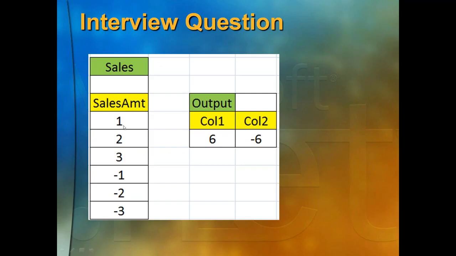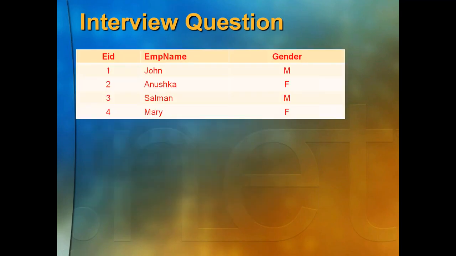And one more interview question I'll tell you. They ask like this. That is 1, 2, 3, -1, -2, -3. They want to have in column 1 the sum of positive numbers. In column 2, the sum of negative numbers. If you say sum of sales amount, you'll get 0. Why? 1 -1 is 0, 2 -2 is 0, 3 -3 is 0, right? If you say sum of sales amount, you will get 0 as an answer. But what the interviewer wanted is that positive numbers should be summed up and displayed like this, and the negative numbers need to be summed up and displayed in the second column. You also try this interview question, and tomorrow you come.